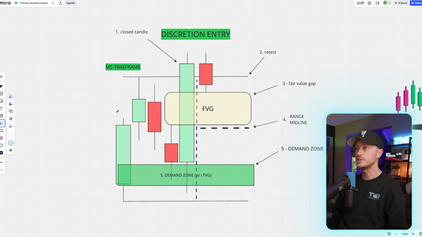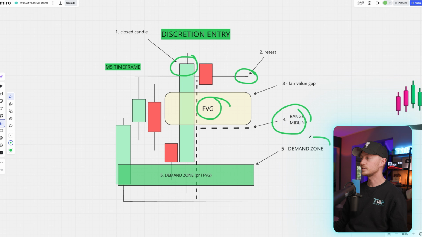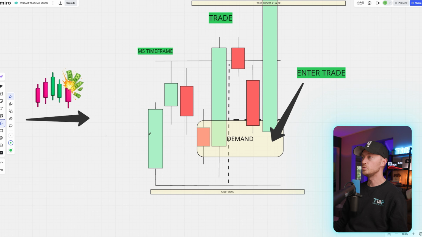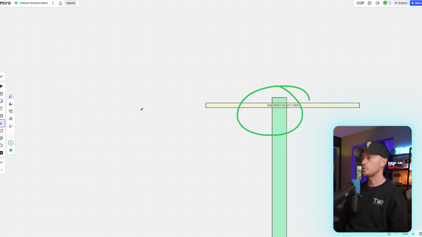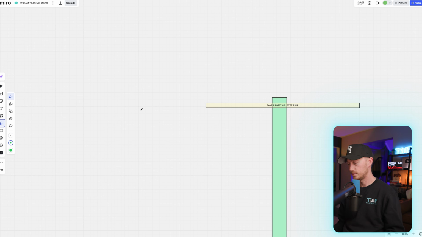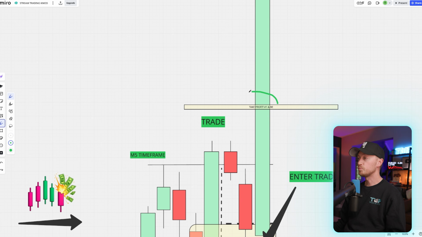There's different ways that we could enter. We could enter right here. We could enter at the retest here. We could enter at a fair value gap, at the range midline, but I like to enter at demand zones. So we moved to the next step. What did we do? We had a pullback to that level of demand. I put my stop loss below there, I showed you, and then I took my take profit and we won that trade. Sometimes also I'll do a partial profit right there.